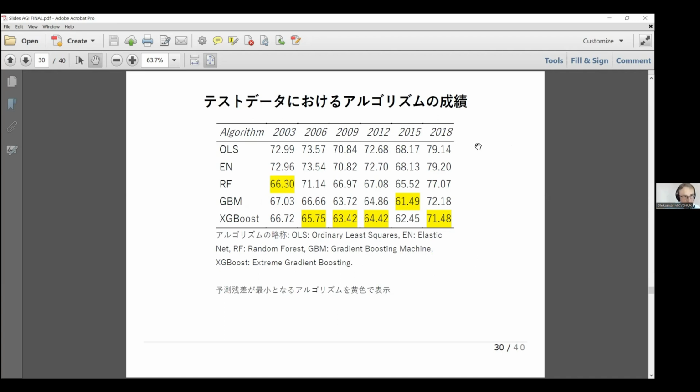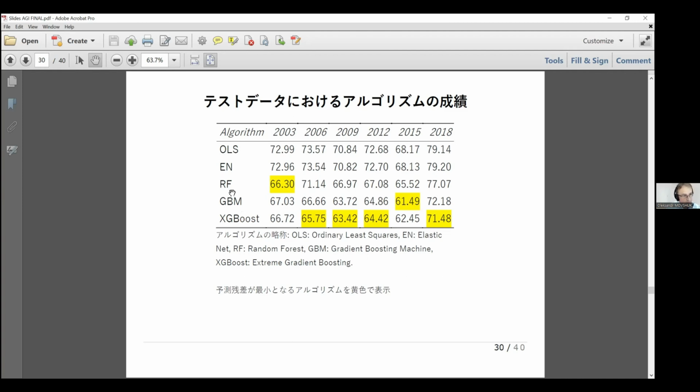Starting from 2003 and ending 2018, these are the results for average prediction residual, root mean squared error, across different algorithms. So here the first is linear ordinary least squares, then elastic net, and then three machine learning algorithms: random forest, gradient boosting machine, and XGBoost. And the algorithm with the smallest prediction error is in yellow.